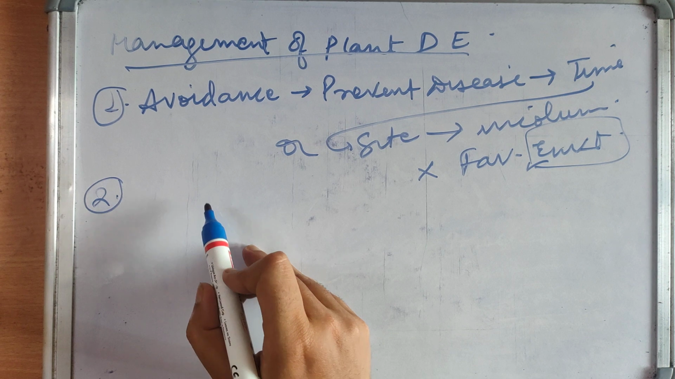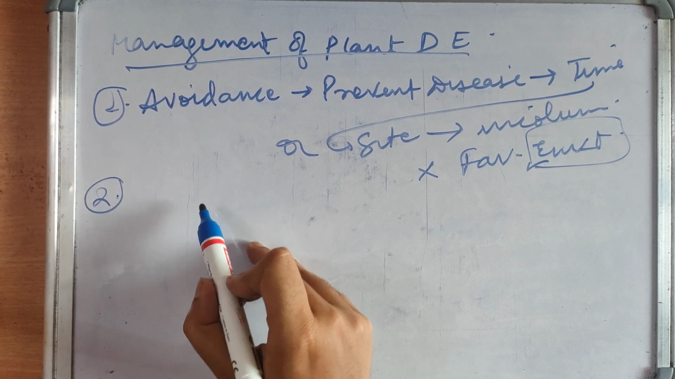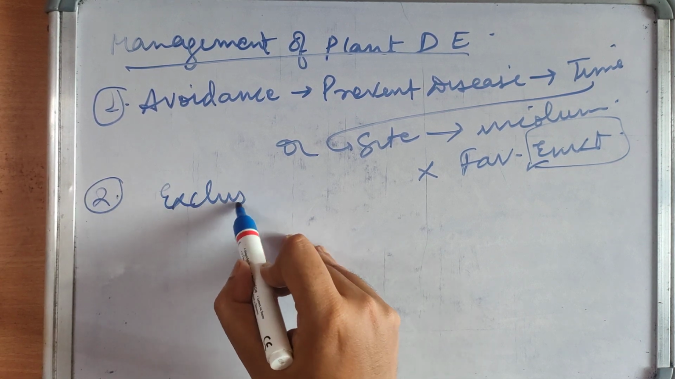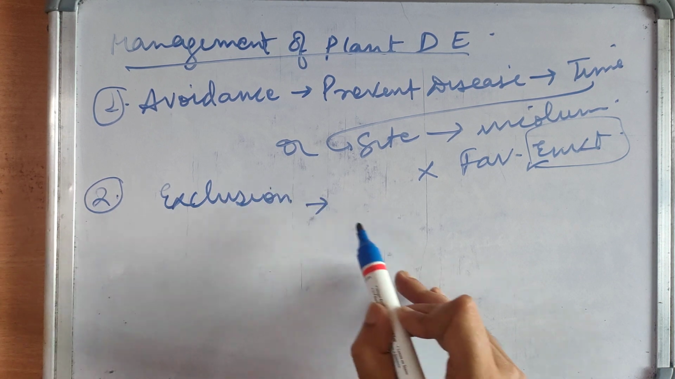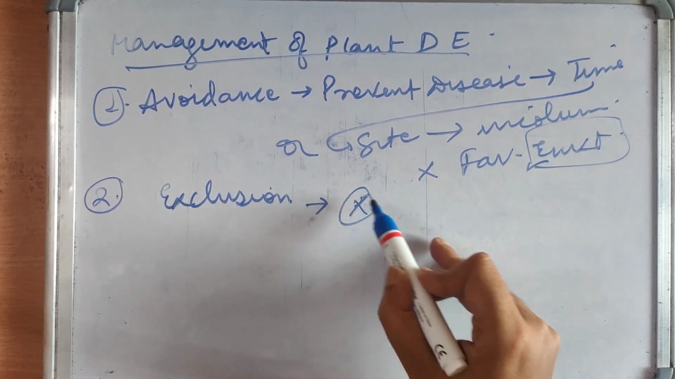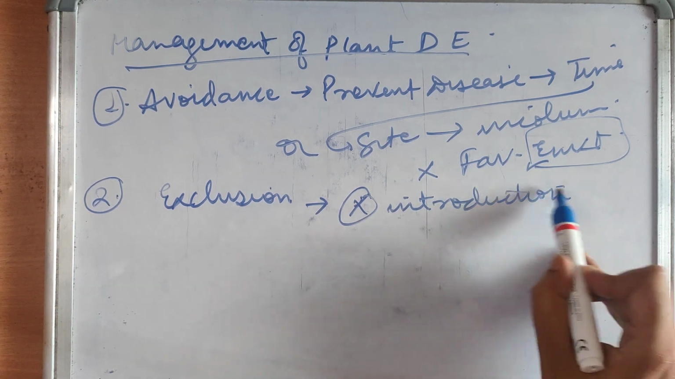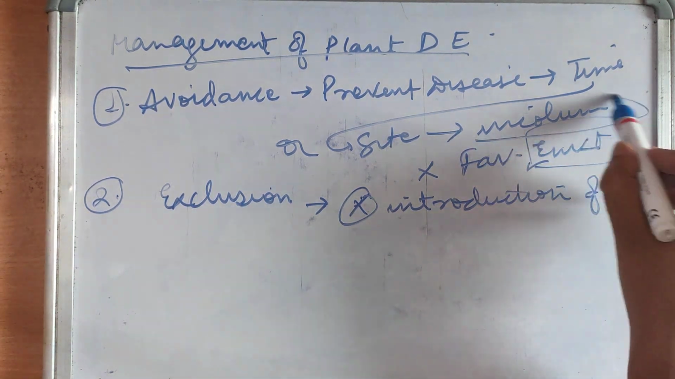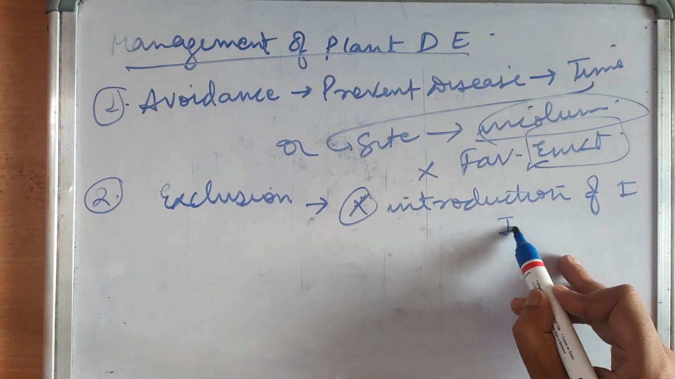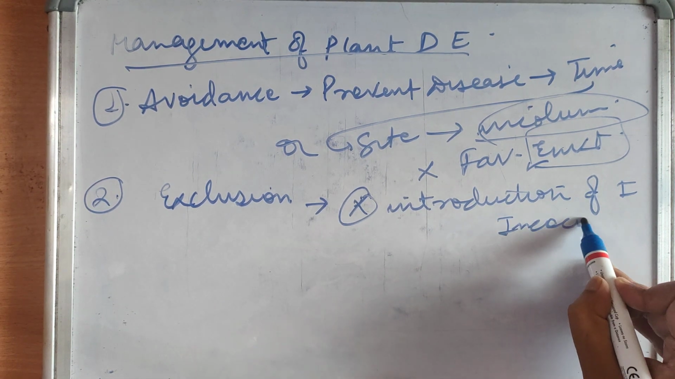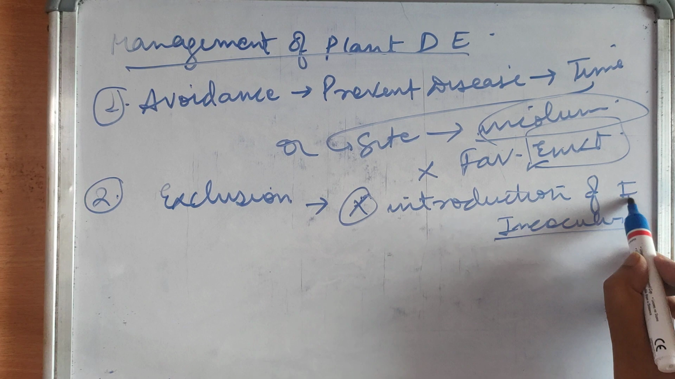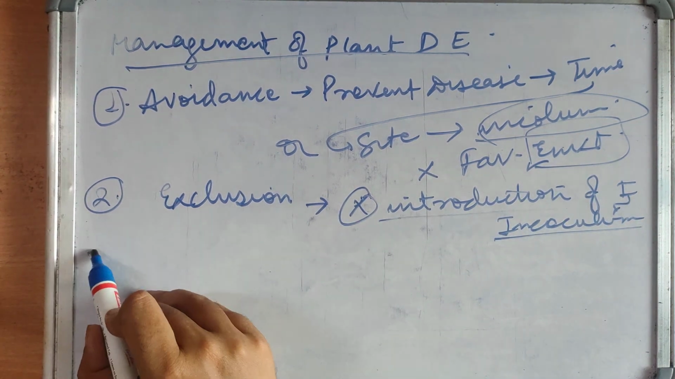Second one is exclusion. It is to prevent the introduction of inoculum. This is inoculum. So we will have to prevent the introduction of inoculum, that is exclusion.